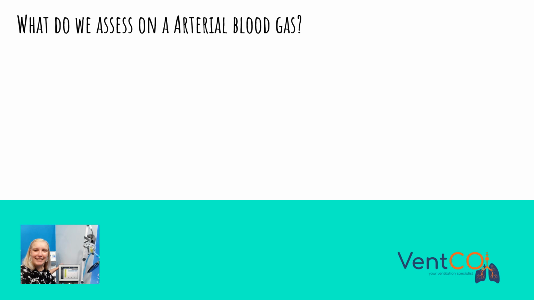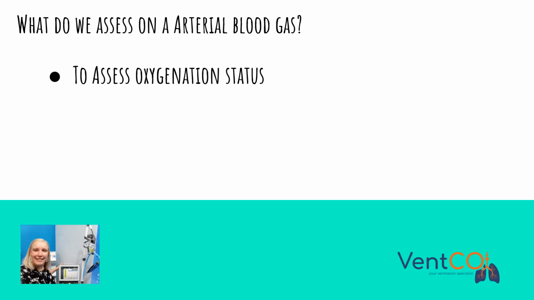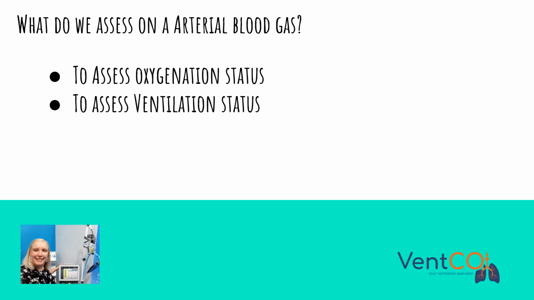What do we assess on an arterial blood gas? We perform a blood gas to gather a baseline of values and to decide if current treatment is effective or if changes have to be made and how to adjust the treatment. So we look at our oxygenation status, our ventilation status, and the metabolic status of the patient.